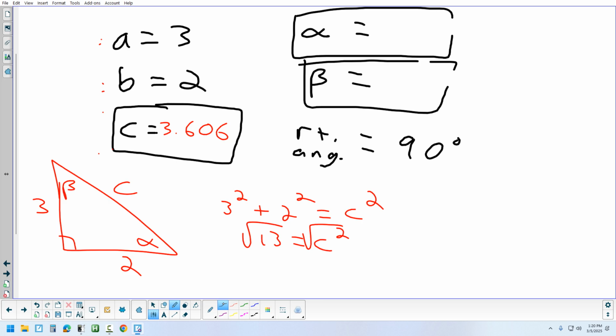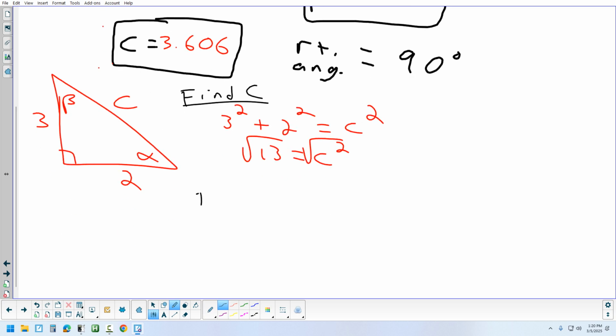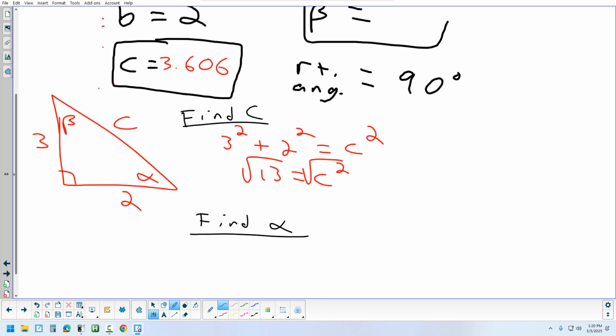Okay, alpha or beta? Which one next? Alpha. So this was to find C. This is going to be to find alpha. Circle everything we're going to use. This, and that. To figure out the trig function, we need to know what positions we've got. We're never using C, so we don't have to worry about even labeling it. It's not a number we're going to use.